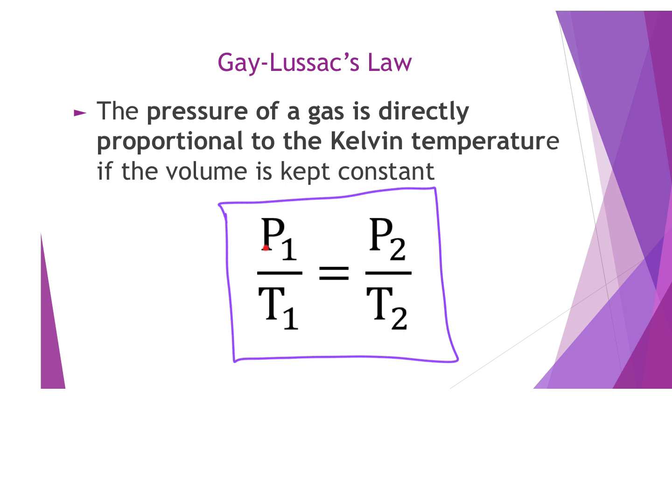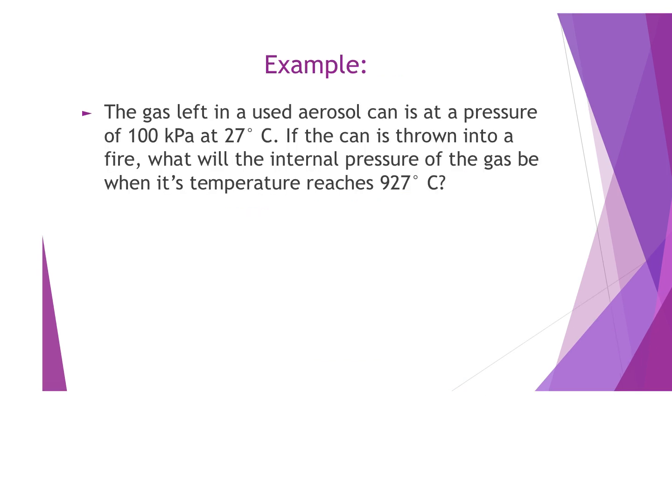What does P stand for? Pressure. What does T stand for? Temperature. Okay, temp. And again, just like the last one, what unit does temp have to be in? Kelvin. Okay, so again, make sure you're converting that temp to Kelvin. Okay, so this time we have a gas left in a used aerosol can, and it's at a pressure of 100 kilopascals at 27 degrees Celsius. If the can is thrown into a fire, what will the internal pressure of the gas be when it reaches 927 degrees Celsius?